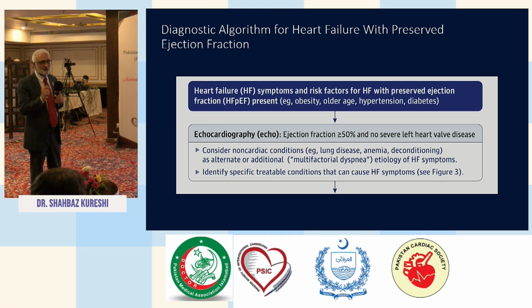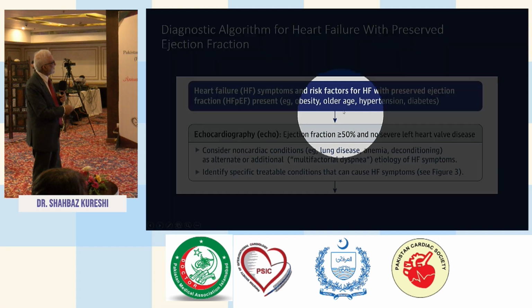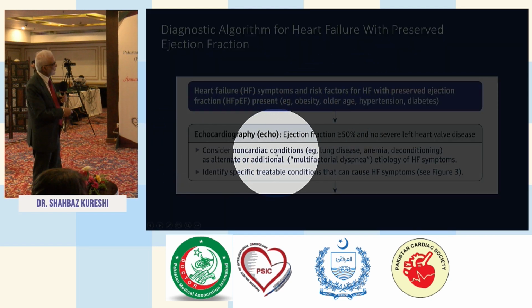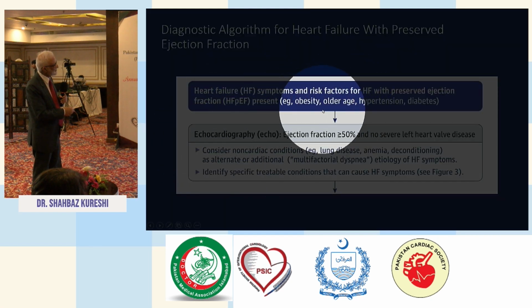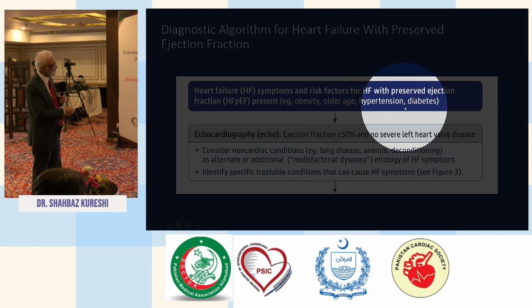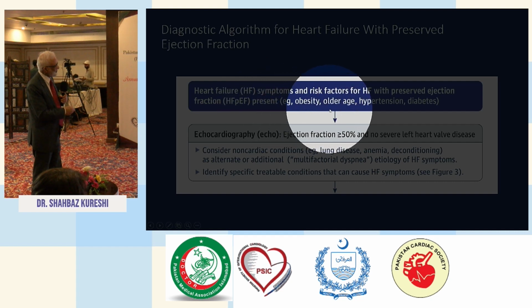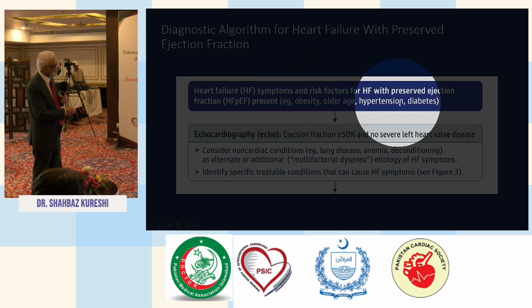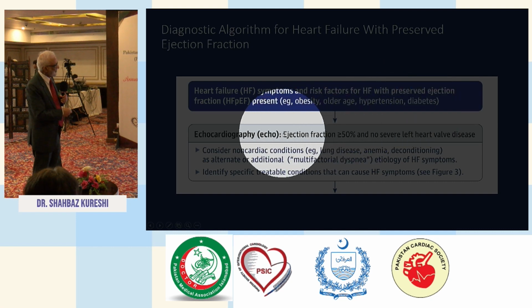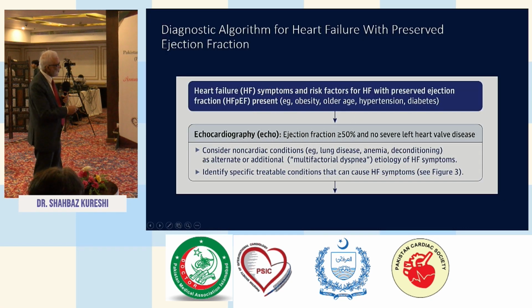How will you diagnose these patients? That is extremely important. And I think Tipu talked about echocardiography, heart failure symptoms and risk factors for heart failure with preserved ejection fraction, which present, for example, as obesity, older age, hypertension, and diabetes. Then echocardiography will give you the ejection fraction. And we go a step further and do strain imaging in these patients.